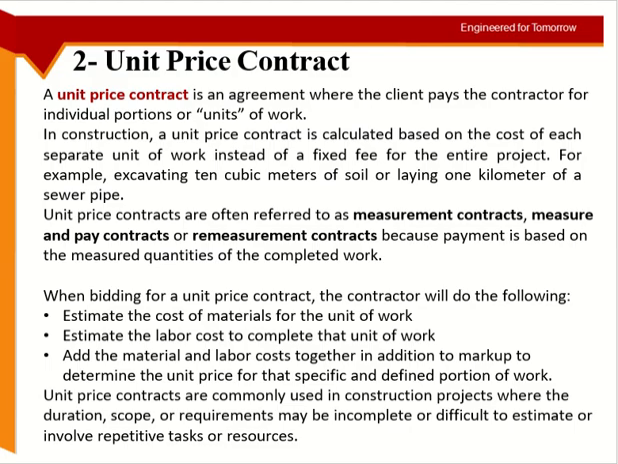Okay, so per cubic meter of concrete, I'll charge you this much. Or per cubic meter of excavation, I will charge you this much. Per square feet of formwork, I will charge you this much. Clear? Okay, so this is the unit price. So how do we calculate the unit price? I already gave the examples.